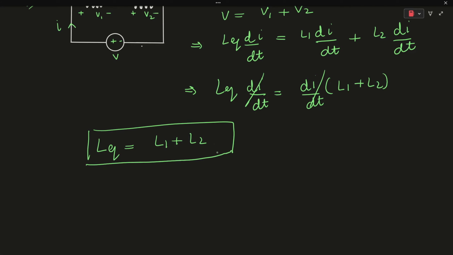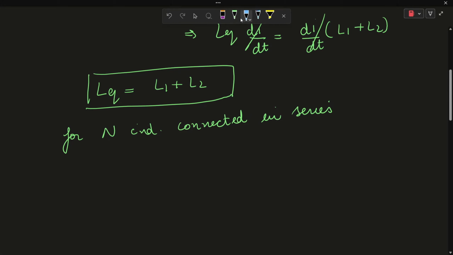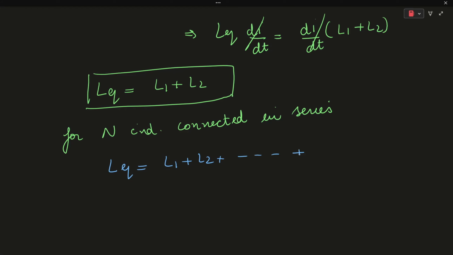For n inductors connected in series, the total inductance will be L equivalent equal to L1 plus L2 plus so on plus Ln. I hope it is clear how we are getting this expression.